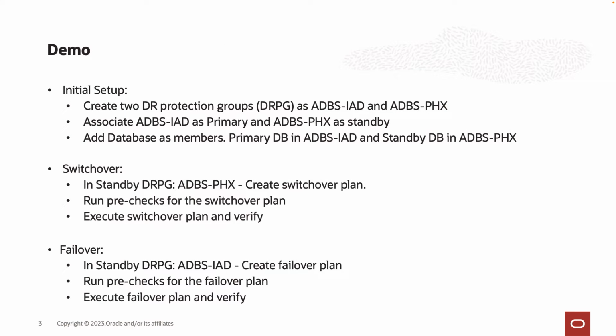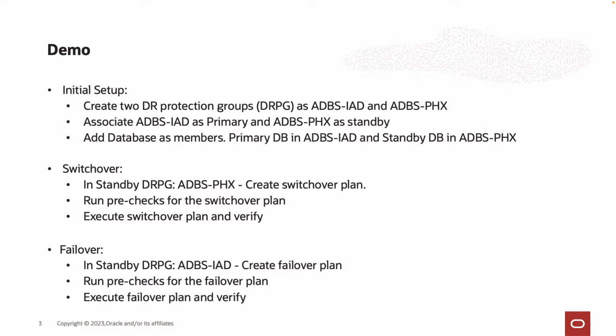As part of the demo, we will create the production groups in both regions. Then we'll associate the primary database in the production group in the Ashburn region, and the standby database in the production group in the standby region. And then we'll add database members, the primary database in the Ashburn DR production group, and the standby DB in the Phoenix production group. Once the members are added, we will do the switchover plan.